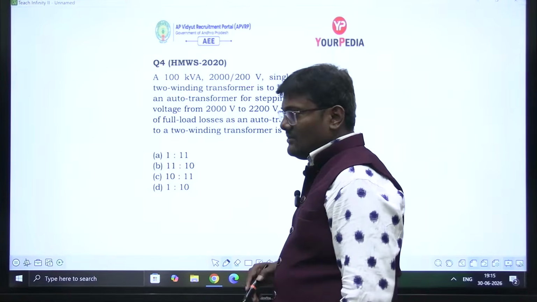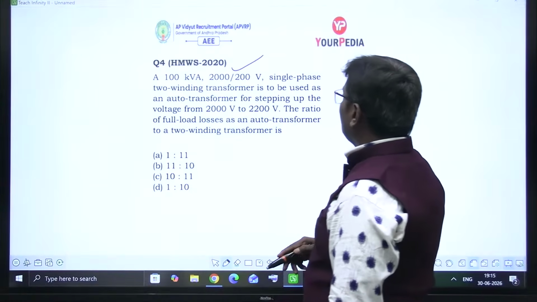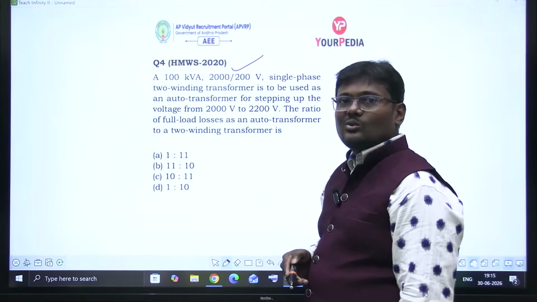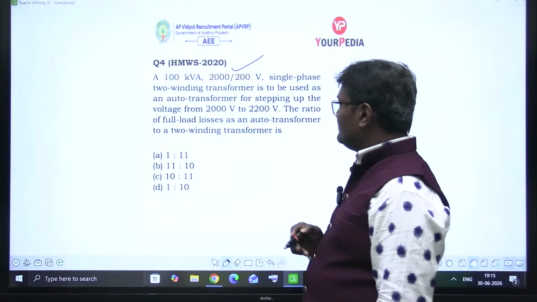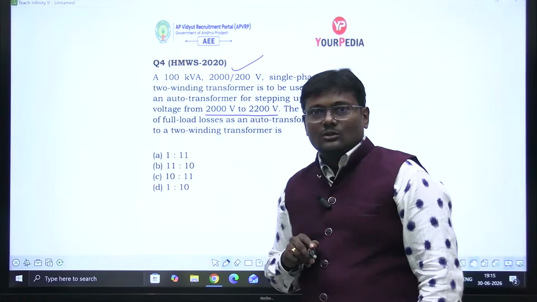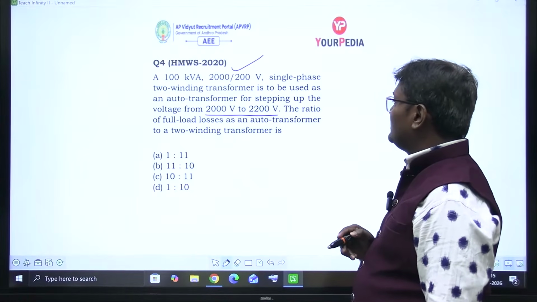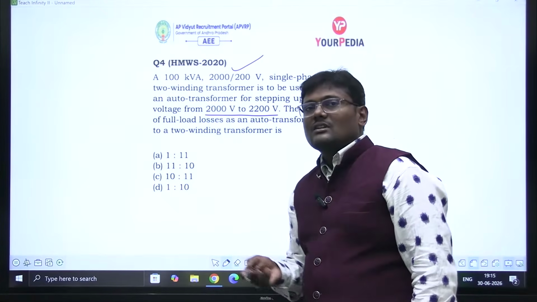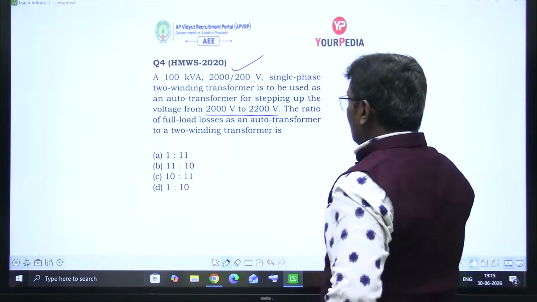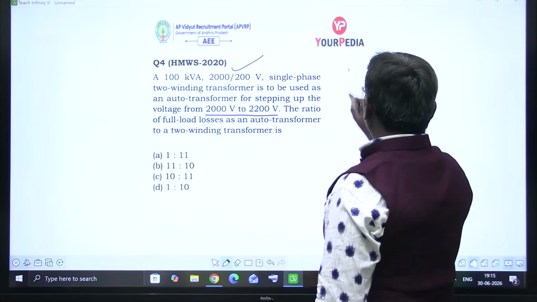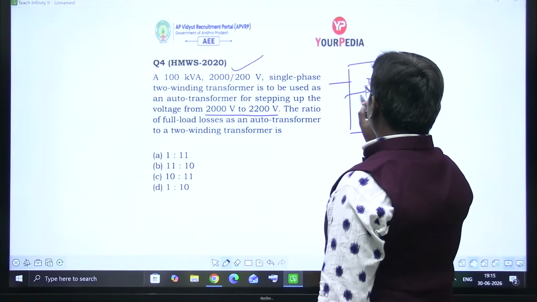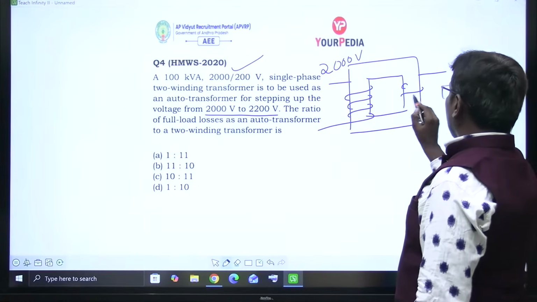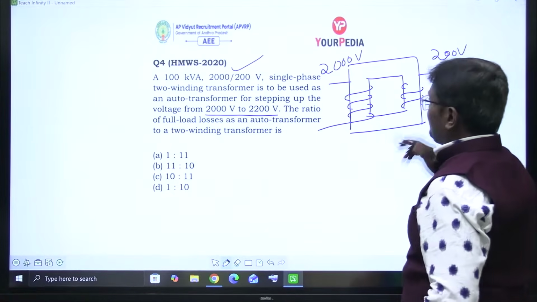So a 100 kVA, 2000 by 200 volt single phase two winding transformer is to be connected or used as an auto transformer for stepping up the voltage from 2000 to 2200 volts. The ratio of full load losses as an auto transformer to a two winding transformer. So this is a direct formula. If you take a transformer here, the input is 2000 volts and the output is 200 volts.